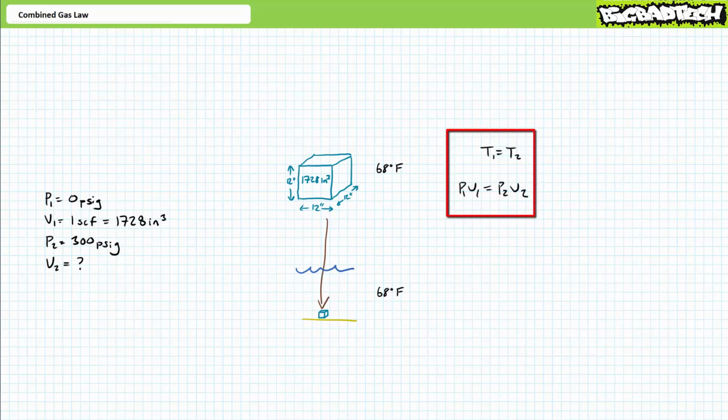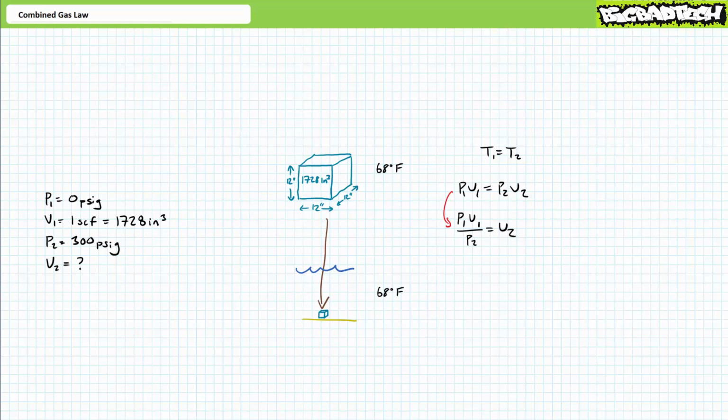Given temperature remains constant, we can remove it from consideration. P1 times V1 equals P2 times V2. Pressure went up, so volume should go down. Let's see if this is the case. We know P1, V1, and P2. We want to solve for V2. In algebraic manipulation, solving for V2 demonstrates that V2 is equal to P1 times V1 divided by P2. All we've got to do is substitute in the given values.